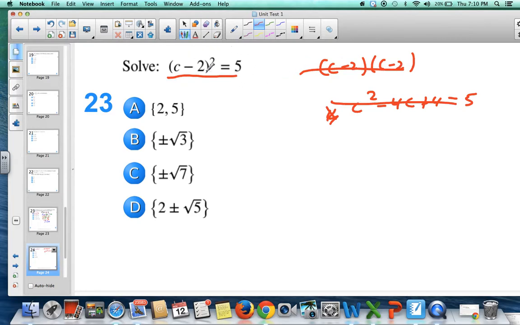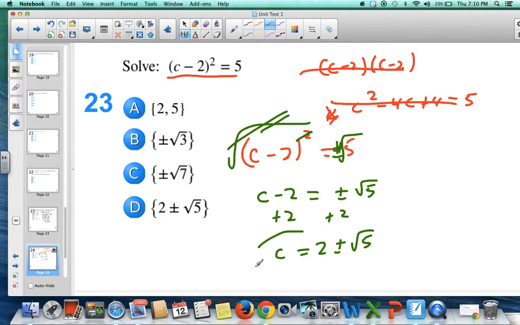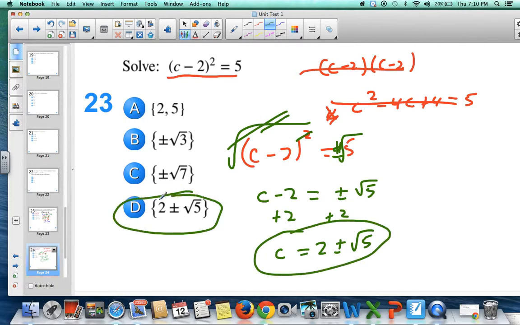So what I'm going to do is look at this and say, why don't I just take the square root of both sides? I've already got to the point c minus 2 squared equals 5. Now if I took the square root of both sides, that's plus or minus the square root of 5. So now I have c minus 2, because the squares cancel with the square roots. c minus 2 equals plus or minus the square root of 5, and now the last step would be to add 2 to both sides. So c equals 2 plus or minus the square root of 5. And that's the answer here, which is this one right here.